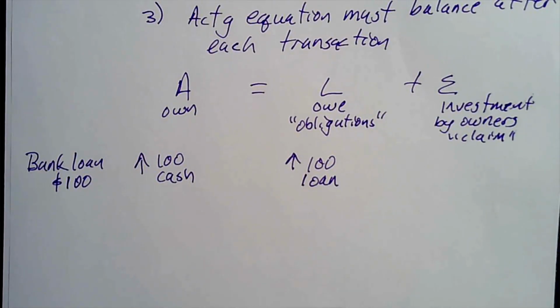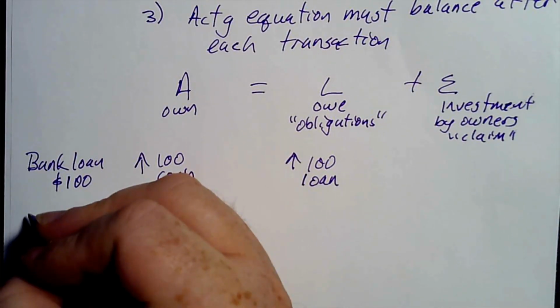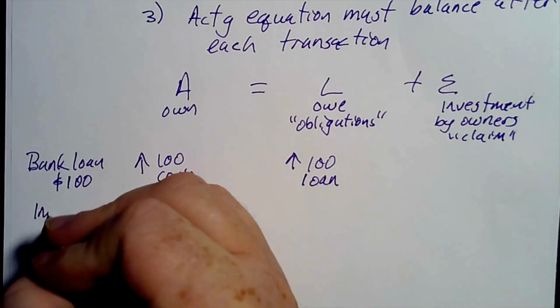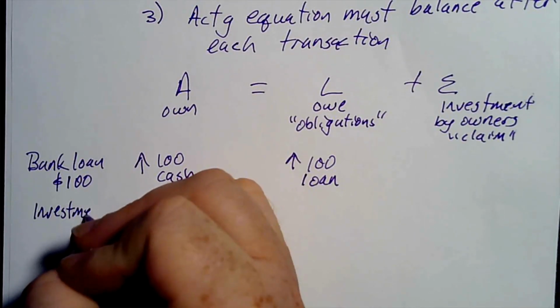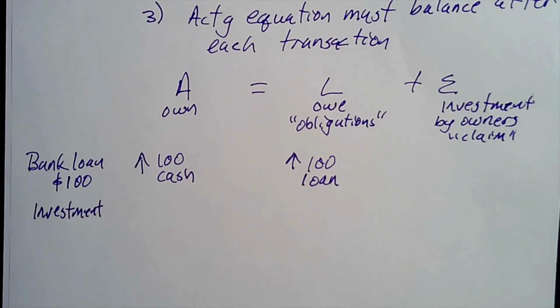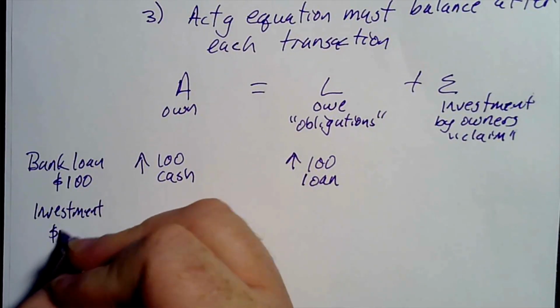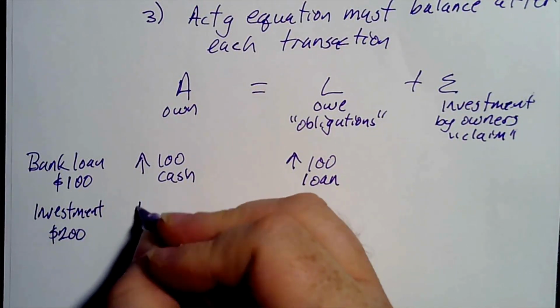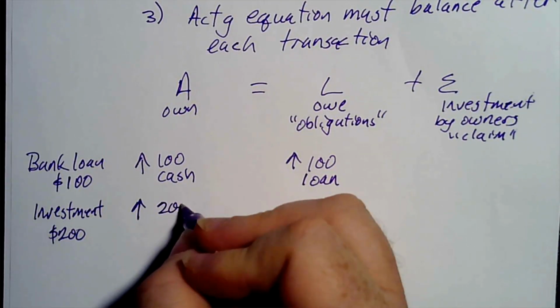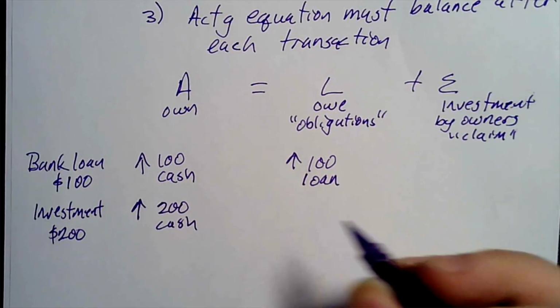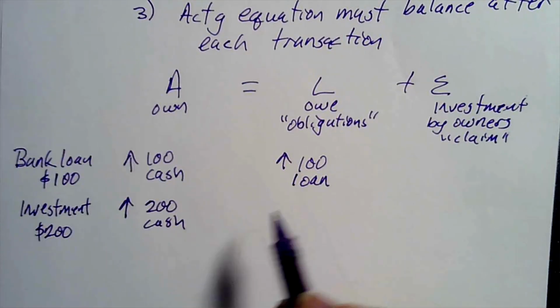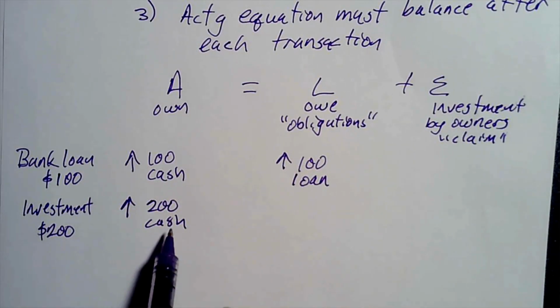Let's say we do get some investment from an owner. So investment from an owner, we won't say issue stock yet. Let's just call it an investment. And let's say it's $200. Again, cash went up by $200. Start with the easy part.